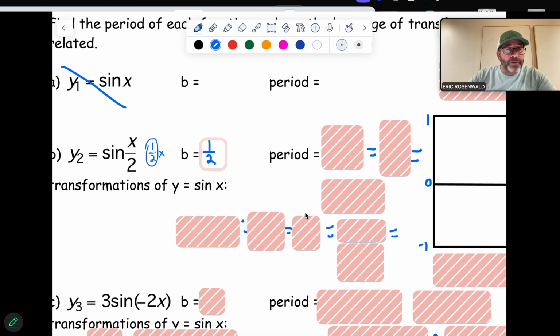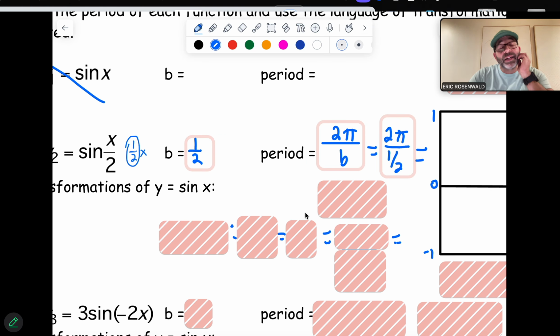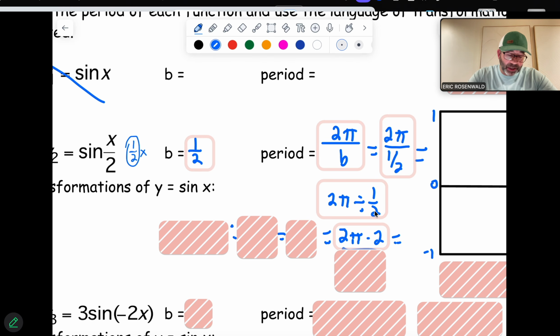If I use the formula for the period, which is 2 pi divided by b, that means we have 2 pi divided by 1/2. Now, if we think about fractions, go back to 5th grade math when you first learned how to work with these. You do the keep, change, flip. If I do keep, change, flip, this is going to become 2 pi times the reciprocal of 1 over 2, which is just 2. That means it's now 4 pi.